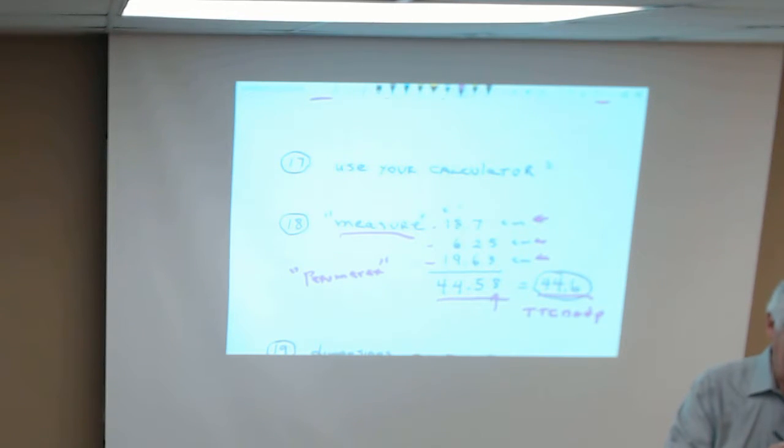Because of the 8, we round this 5 up to 6. And can you believe on the test, it'll say to the correct number of decimal places, and then it will have this number as one of your choices, which will be wrong. It'll have 44.5 as a choice, which is wrong, because the correct answer is 44.6.